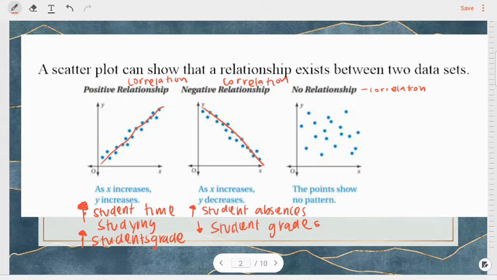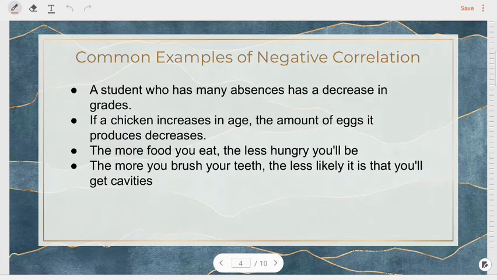So notice that these arrows are pointing in opposite directions. They have opposite effects. And if I look at my common examples of negative correlations, I talked about that first one. If I increase the age of a chicken, the amount of eggs it produces decreases because it gets older. The more food I eat, as that goes up, the less hungry I'll be. They're going in opposite directions.